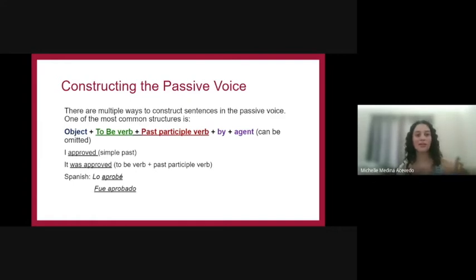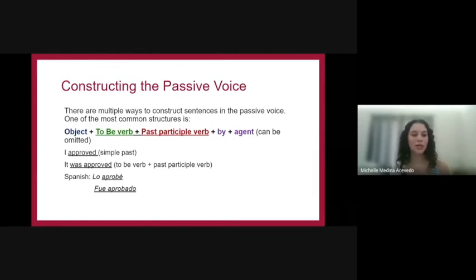So to explain a little bit the to be verb and the past participle verb, if you were to have a simple past verb, you can say I approved. Now, if we were to use the to be verb and the past participle verb, you would have to write it was approved. So it has was, which is the auxiliary, the to be verb, and then the past participle verb. And it is the exact same in Spanish.